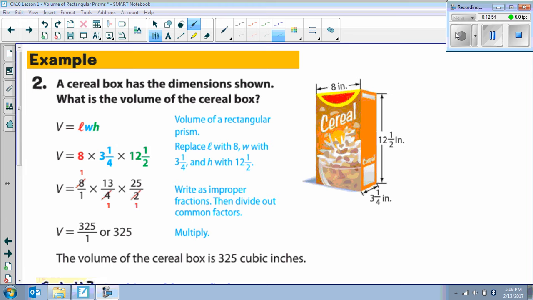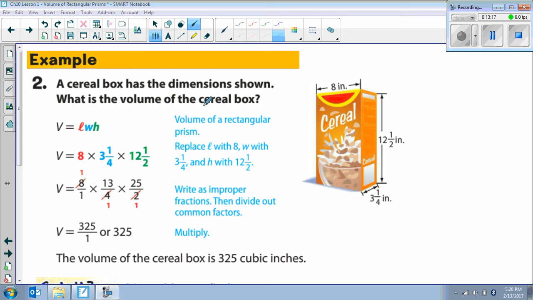All right, in example 2, here is a cereal box that has the dimensions shown. And we want to know what is the volume of the cereal box. Oh no, there's fractions. Don't freak out. They're just fractions, and all you have to do is change them to improper fractions, simplify before you multiply, and then multiply straight across.